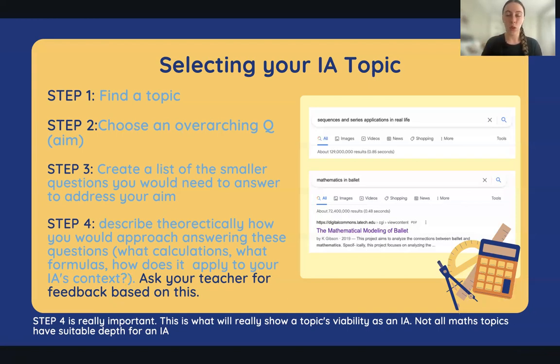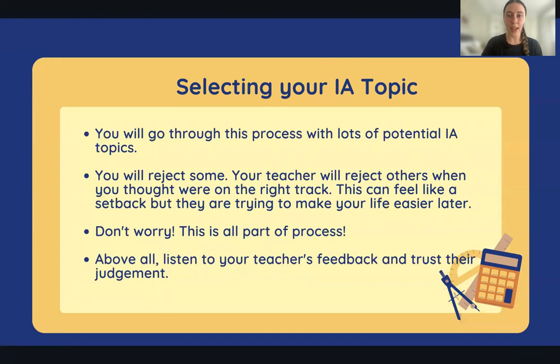So that's selecting your IA topic. And also I just want to mention here that you will go through this process with lots of potential IA topics. I mentioned that I had rapid fire Googling of maths of food, maths of water, maths of all of these things. And in that process, you'll reject some, but also your teacher will reject others when you thought you were on the right track. So I'll share afterwards about my failed IA.